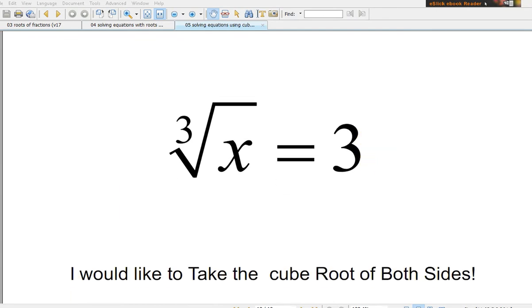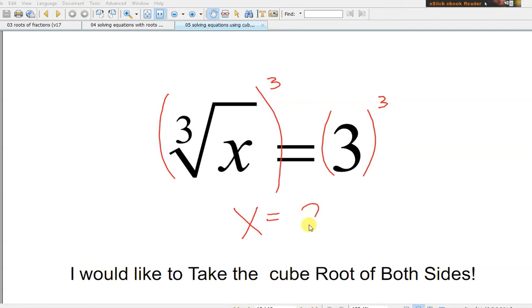Let's do this one. Oh, how am I going to find a cube root? Well, I'm going to find a cube root with a cube. I'm going to cube both sides of this. It's going to give me x equals 27.